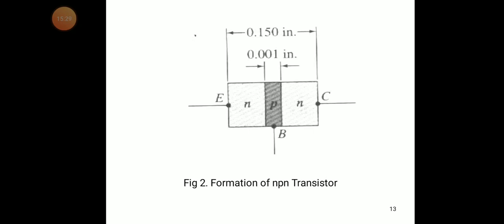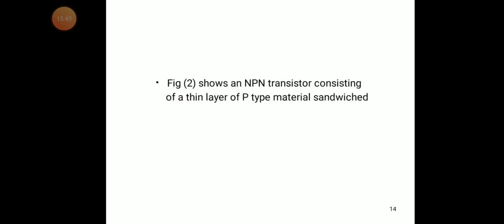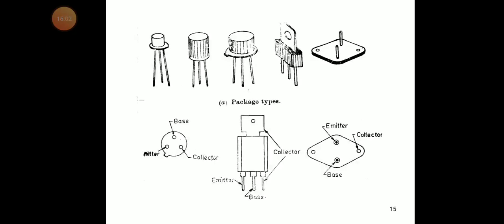So this is the formation of an NPN transistor: a thin layer of p-type material sandwiched between two layers of n-type material. That is called an NPN transistor. Very simple.